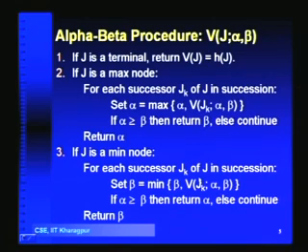So, for each successor jk of j in succession, set beta equal to the minimum of beta and Vjk alpha beta. In the min nodes, we are maintaining the value of beta, and again we check if alpha is greater than or equal to beta, then return alpha, otherwise continue in this loop, and if you have finished this loop with all successors, then return beta.